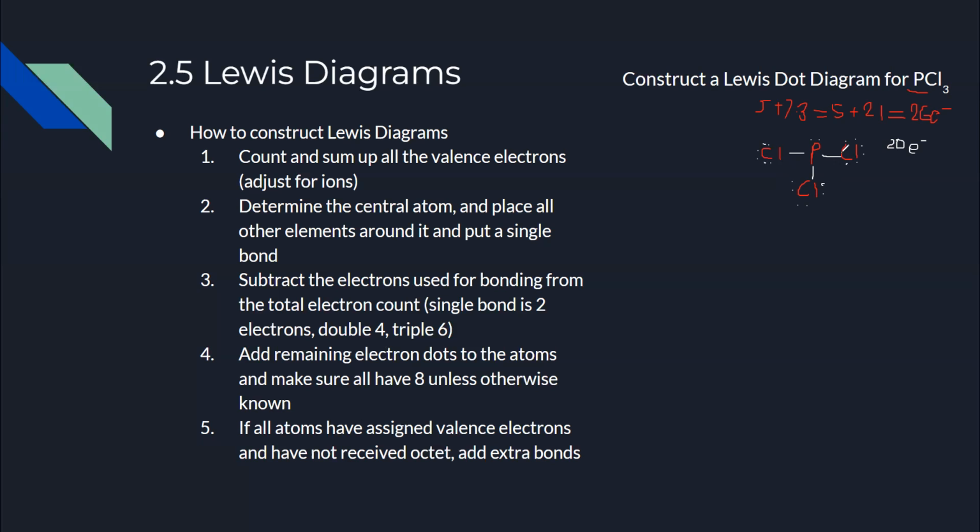And you have to check to make sure all of these have an octet. And if they don't, then you can add extra bonds. So this chlorine has 8, this chlorine has 8, this chlorine has 8, and this phosphorus has 8. So we're good. All drawings.